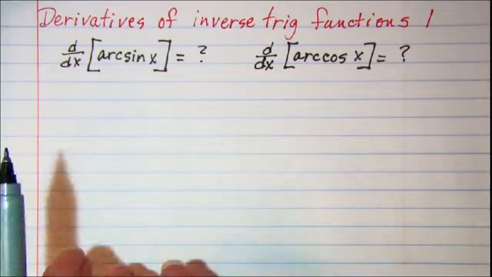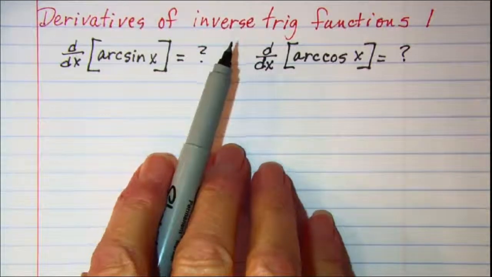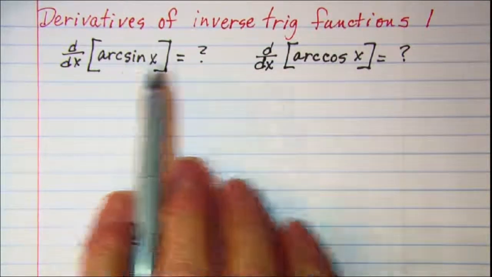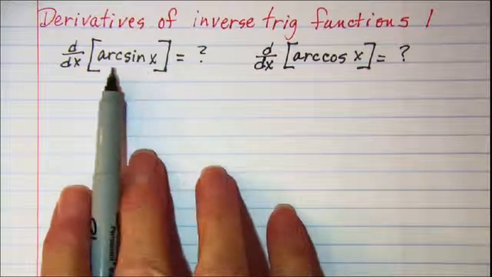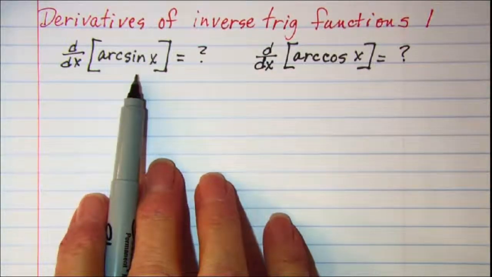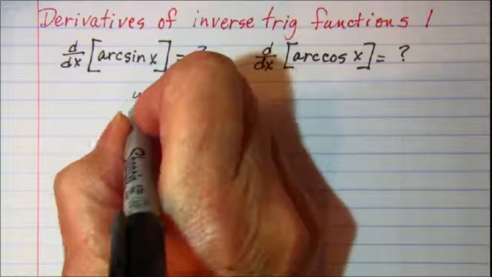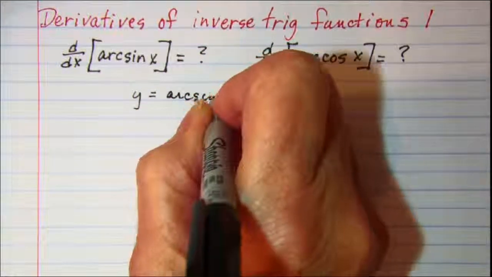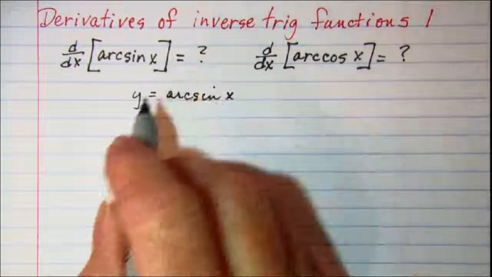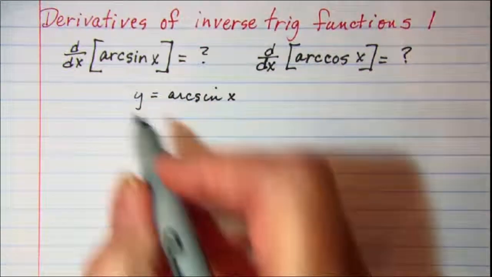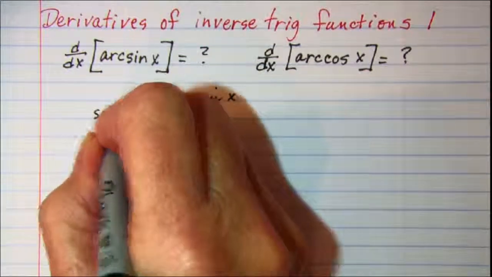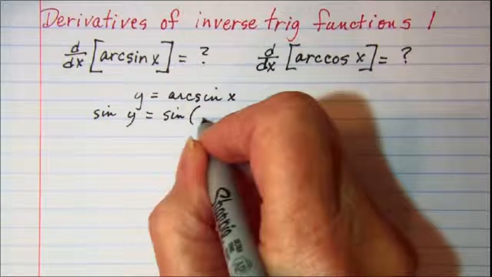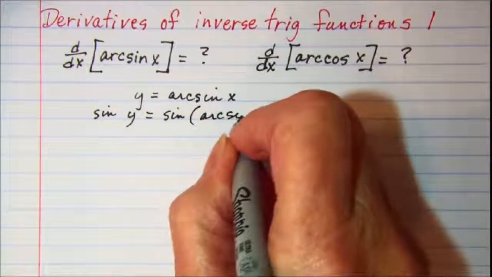In this video, we'll be finding derivatives of inverse trig functions, specifically the arcsine and the arccosine. Now let's do the derivative of arcsine x first. We'll let y equal arcsine x, and then take the sine of both sides. So we have sine y is equal to sine of arcsine x.